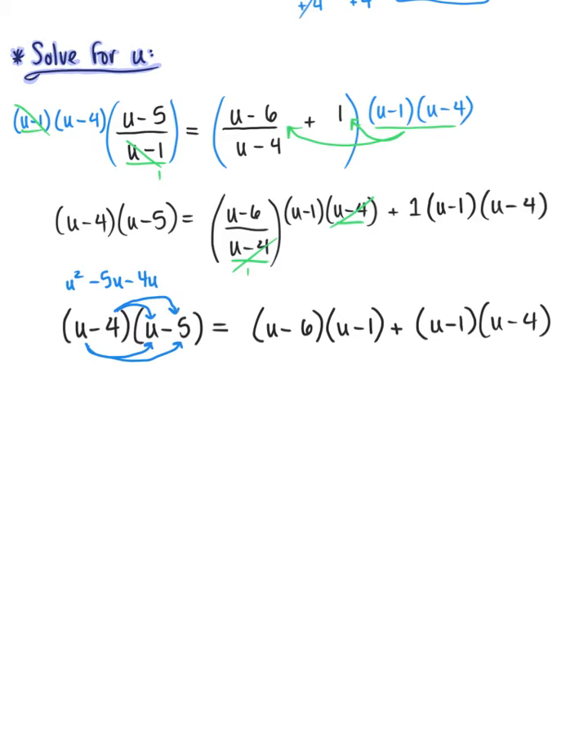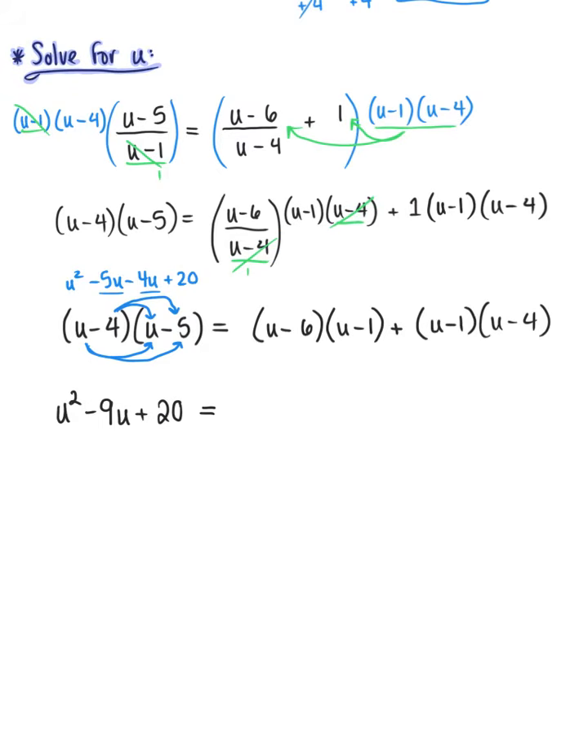And last but not least, we have minus 4 times minus 5, which leaves us with plus 20. And we see that our two intermediate terms are like terms, so we can rewrite the left-hand side as u squared minus 9 times u plus 20.